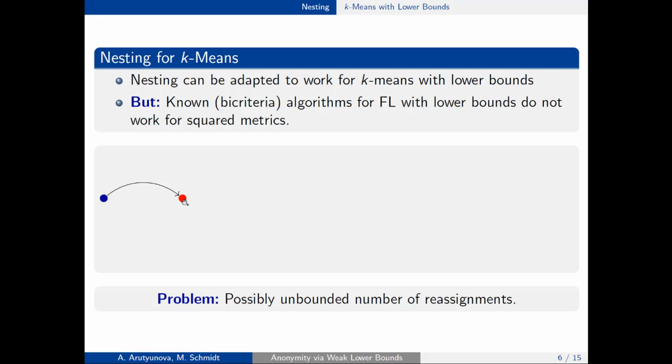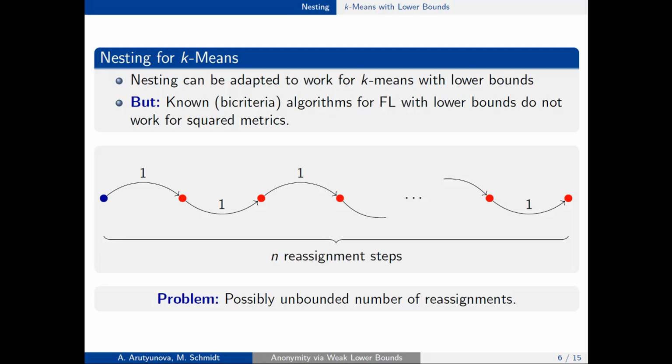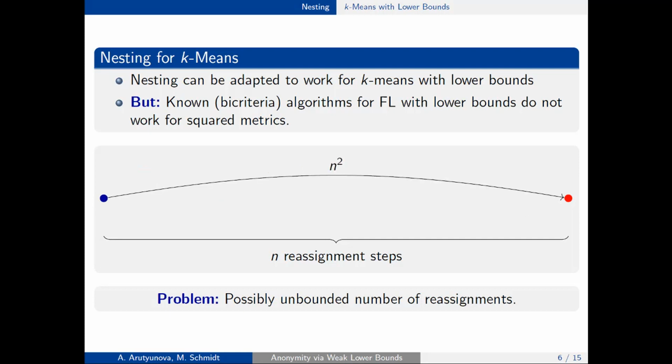So we would then close the center and reassign the blue point to another center, and this may happen several times. Now this does not pose a problem for metrics, as we always guarantee that we can upper bound each individual distance, here by 1, for example. So the whole cost which we have to pay to transport this blue point to the red final center is n. However, if we deal with squared metrics, the cost of reassigning this blue point is now n squared, and we cannot upper bound this by the individual steps.